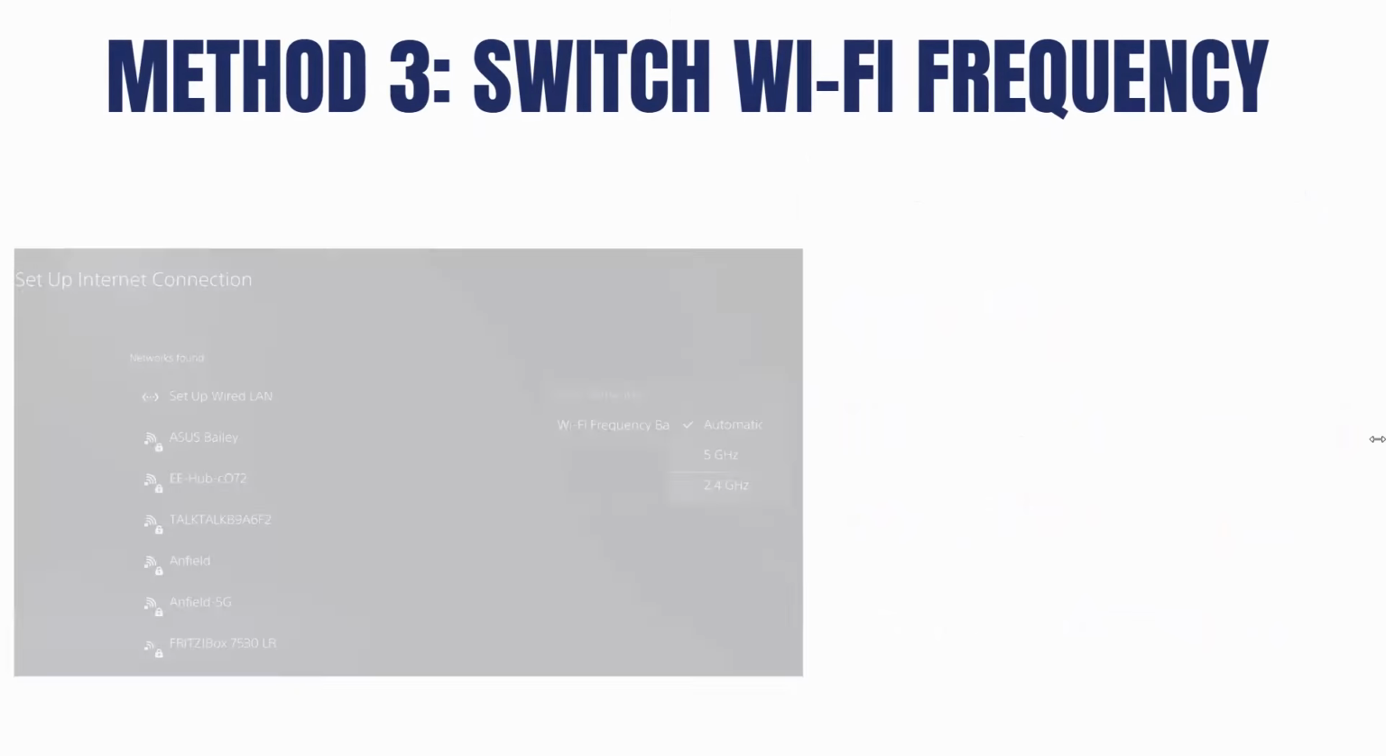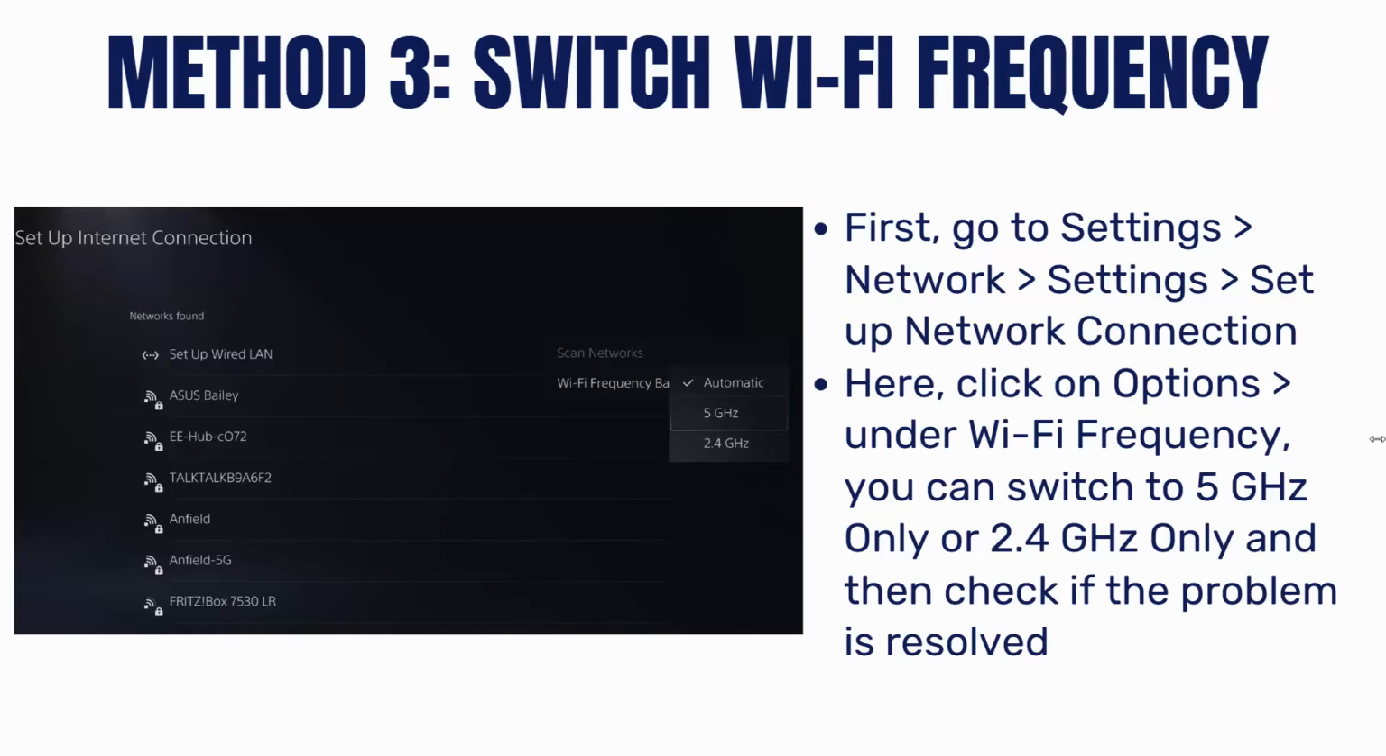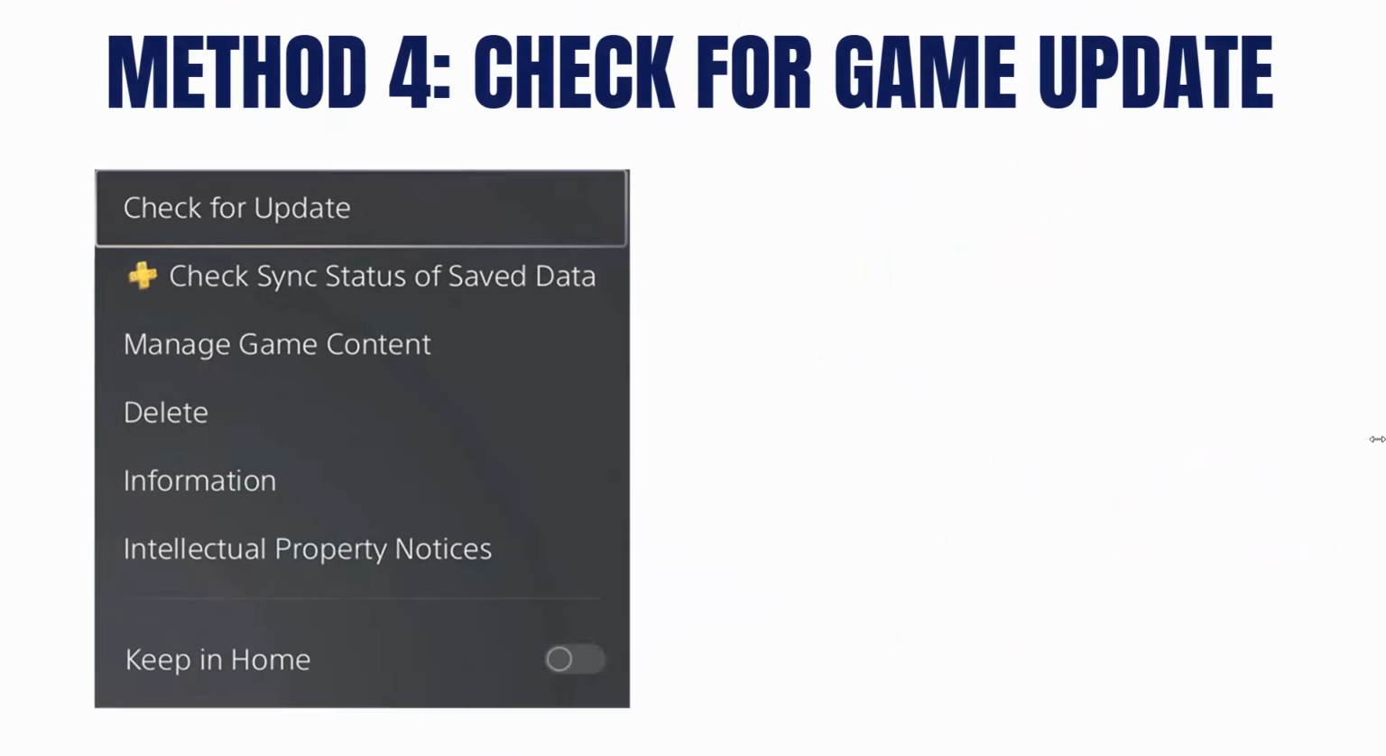Next method is to switch the Wi-Fi frequency. For that, go to settings, then click on network, then click on settings, then set up network connection. Here click on options. Under Wi-Fi frequency you can switch to 5 GHz or 2.4 GHz and then check if the problem is resolved.